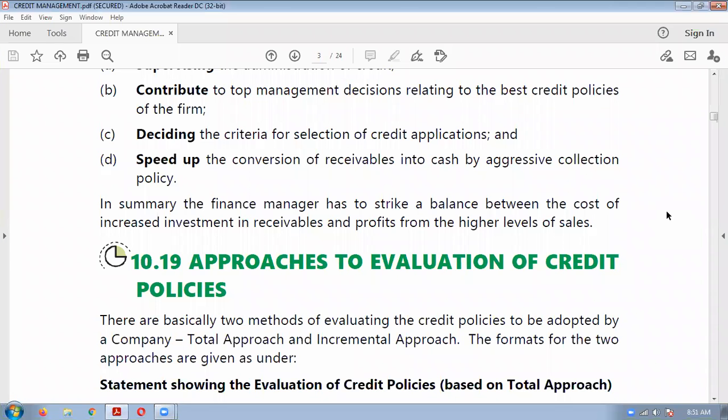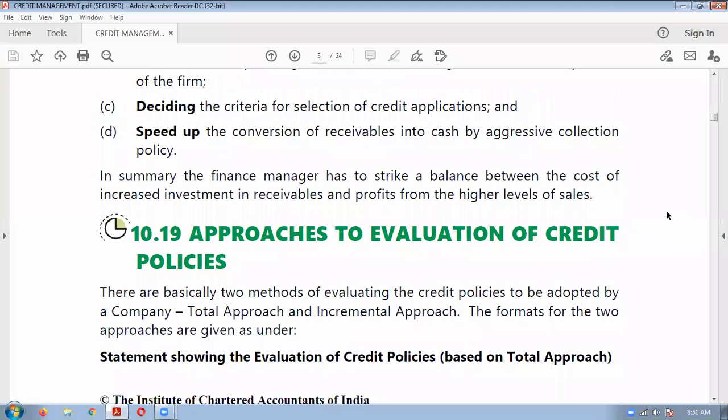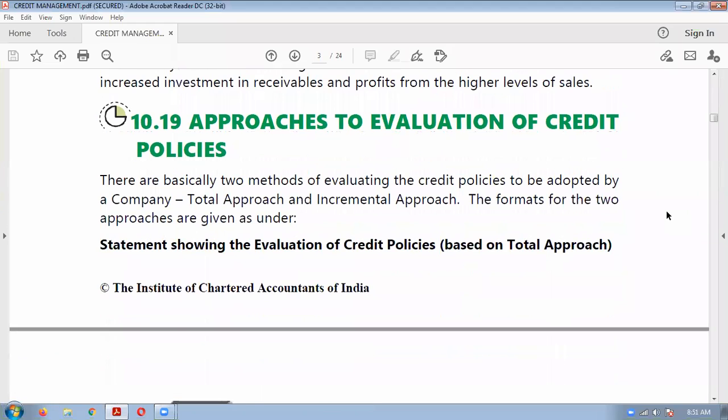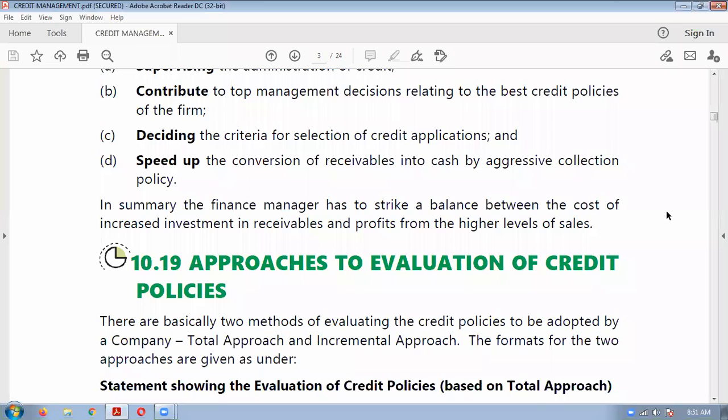Okay, so in the previous classes, we have seen the theoretical part of credit management. Today, we will start with the evaluation of credit policies. As a practical illustration, we will be discussing how to evaluate a credit policy. If there are alternative policy situations available, which credit policy you have to select will be determined using the technique of evaluation of credit policy.